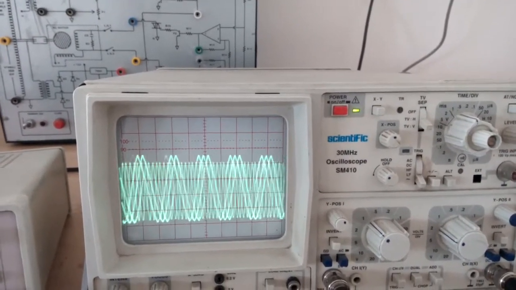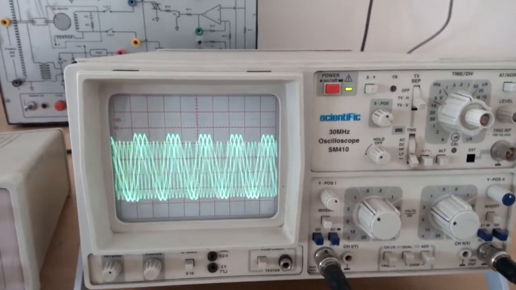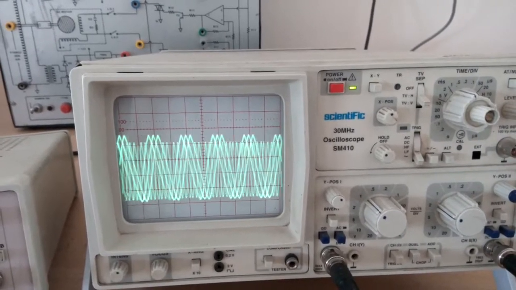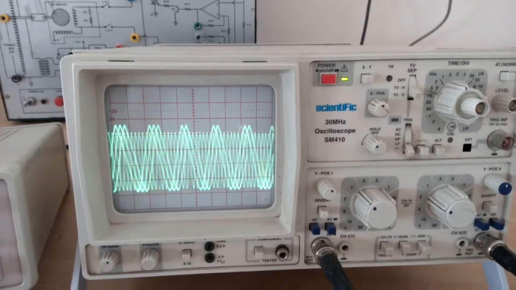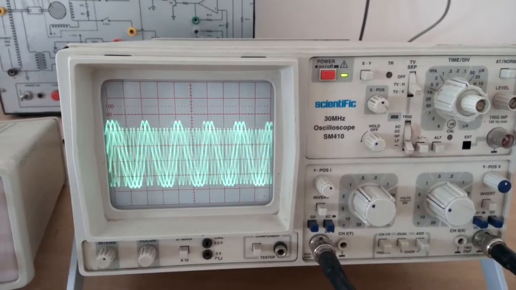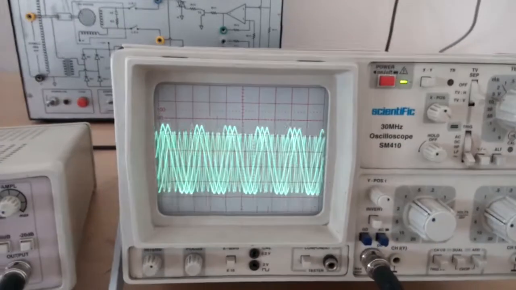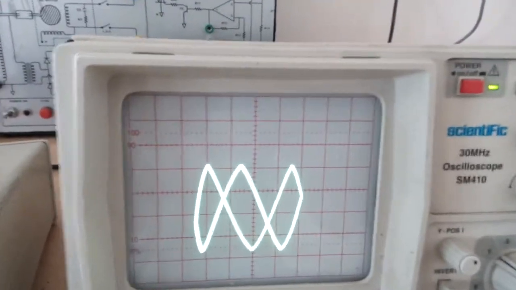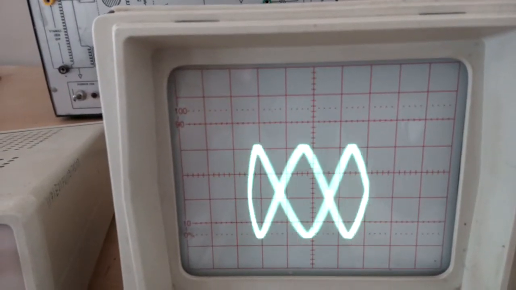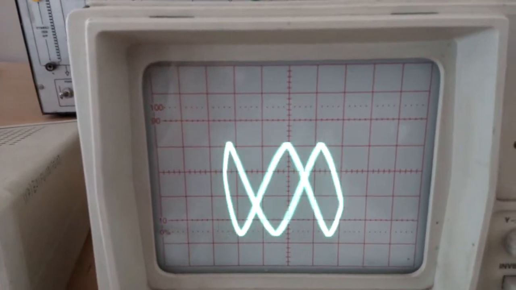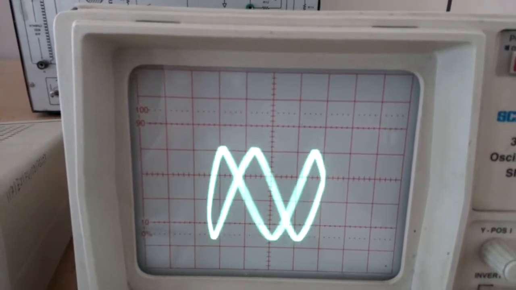So Lissajous pattern means when we are giving signals to both the horizontal and the vertical deflection plates of the CRO using two signal generators, then we obtain the still patterns on the CRO screen, and those are known as the Lissajous pattern. So here we can see the Lissajous pattern on the CRO screen. We will be seeing how this Lissajous pattern is used for measurement of frequency.